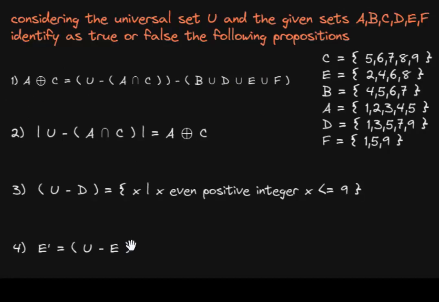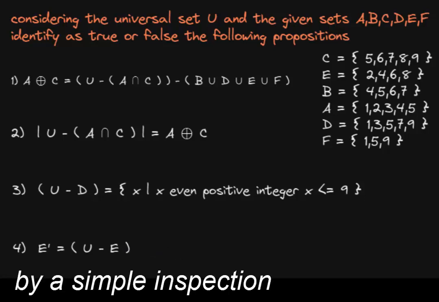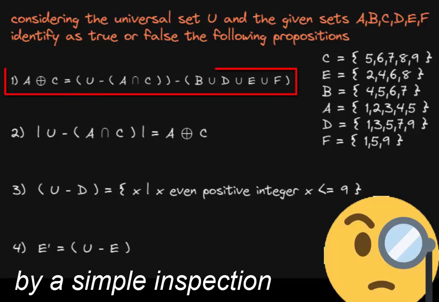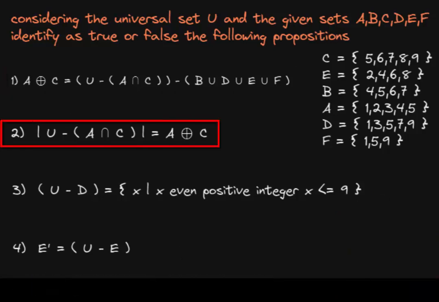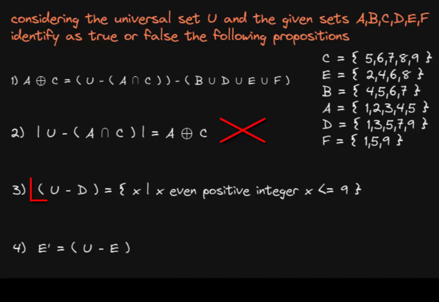Next, evaluate as true or false the following propositions. Notice that no justification is required, so let's see what can be solved by simple inspection. The first must be evaluated in detail. In the second, we see non-comparable objects. Cardinality represents an integer, and the symmetrical difference represents a set. This is false.